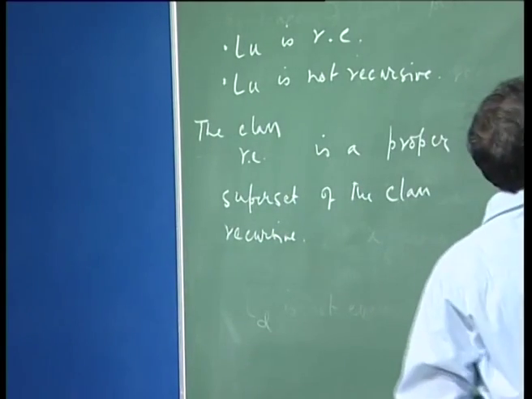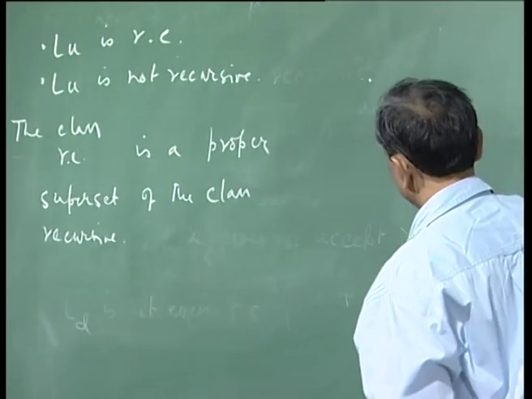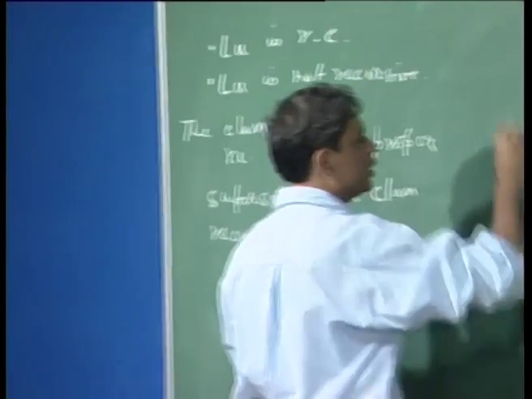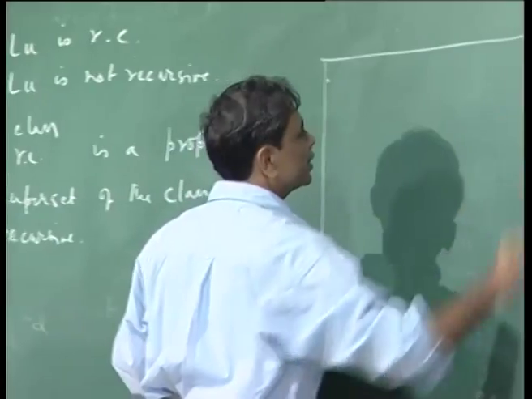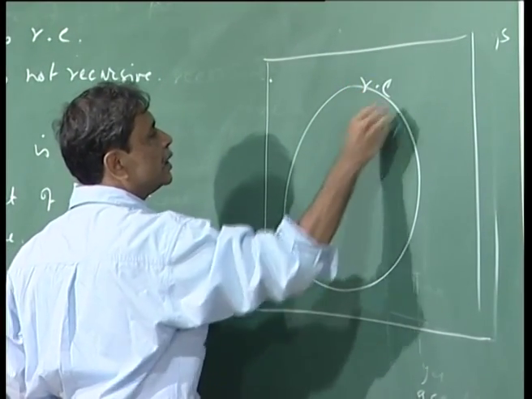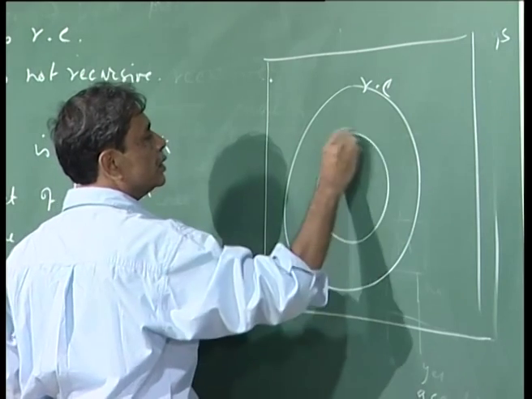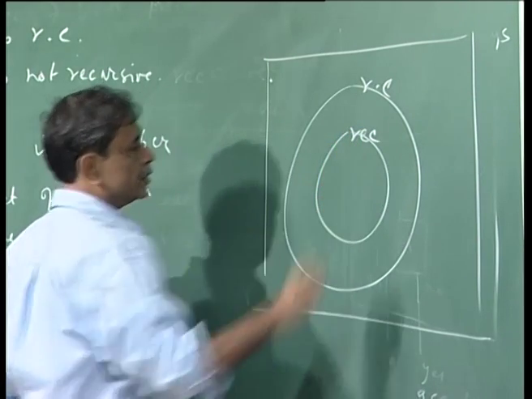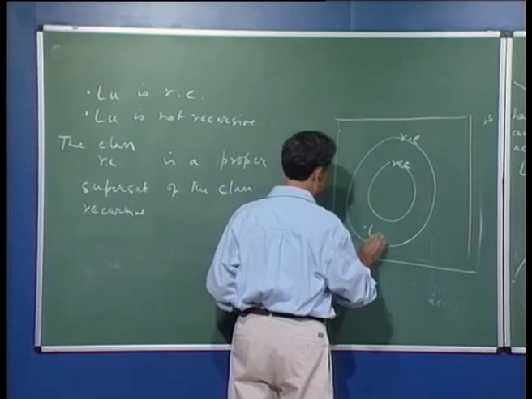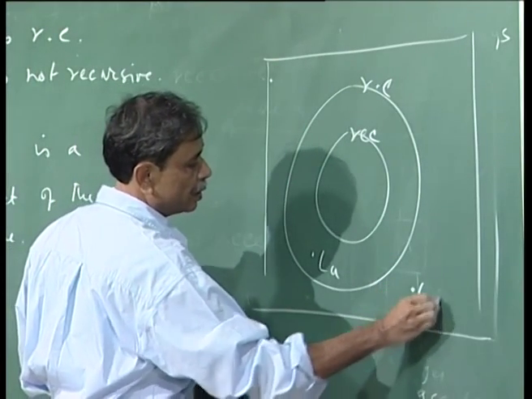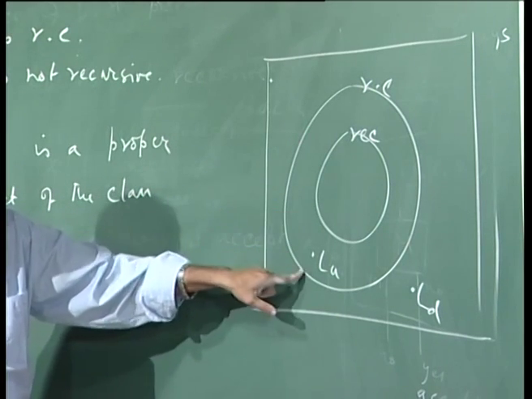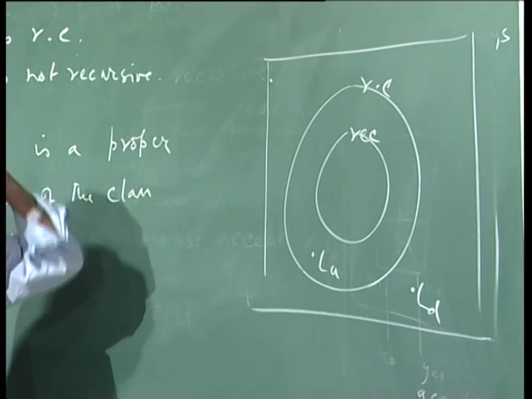Okay. So, indeed the old picture that we drew, the two circles, remember that we said that this is the class of all languages, this is the RE languages, this is the recursive languages, right. So, here is LU, here is LD, and therefore, recursive is a proper subset of RE.